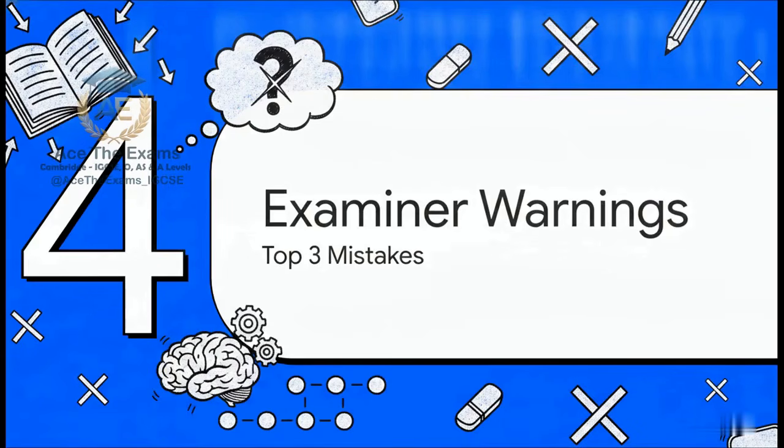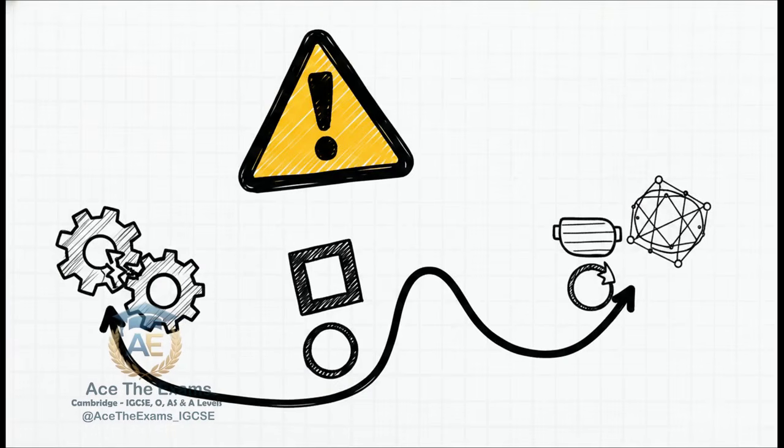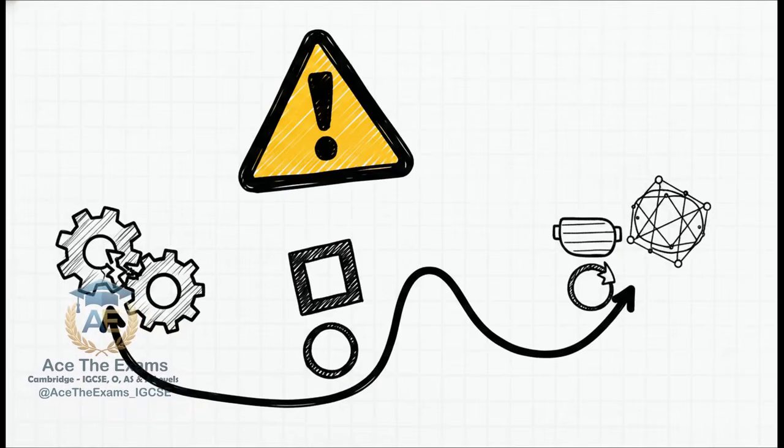Finally, we are transitioning to Section 4, Top Examiner Warnings. We are going to take a very critical look at the principal examiner reports to uncover where students consistently, year after year, lose their marks. This right here is the final system check. You need to avoid these 3 traps at all costs. The examiners literally publish documents every single year begging students not to do these things, and yet they still happen.